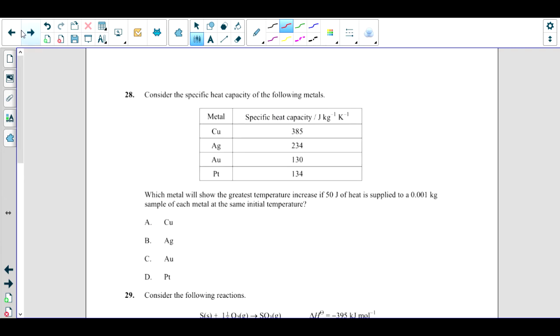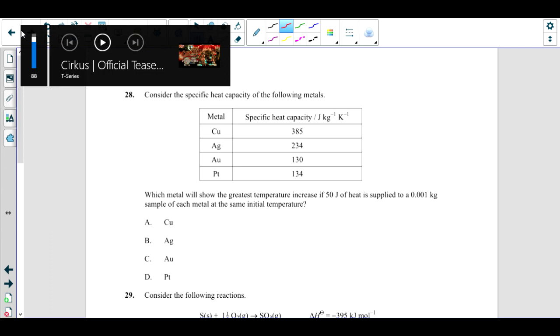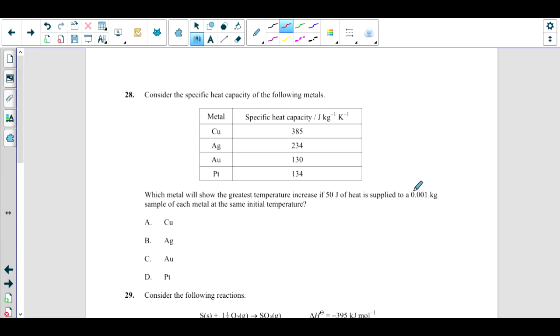Consider the specific heat of the following metals. Which metal will show the greatest temperature increase if 50 joules of heat is applied to 0.01 kilogram sample of each metal at the same initial temperature? Okay, we have here some metals and their specific heat values are given.